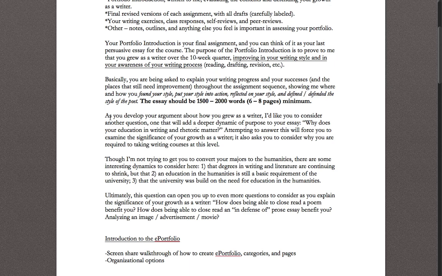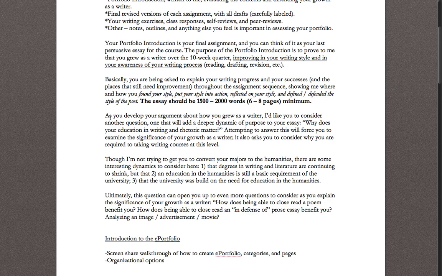It says, as you develop your argument about how you grew as a writer, I'd like you to consider another question, one that will add a deeper dynamic of purpose to your essay. Why does your education in writing and rhetoric matter? Attempting to answer this will force you to examine the significance of your growth as a writer. Basically, it'll force you to say why it matters that you grew as a writer. It also asks you to consider why you're required to take writing courses at this level.